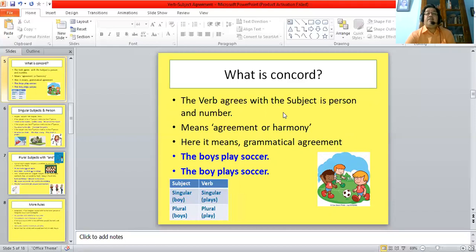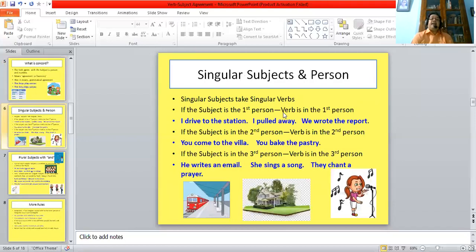Now, we shall look at more examples of this. Yes, the correspondence between singular subjects and persons. Singular subjects take a singular verb. If the subject is in the first person, the verb will also be in the first person. Some examples are, I drive to the station. I pulled away. We wrote the report. So it's in the first person for the subject over here.